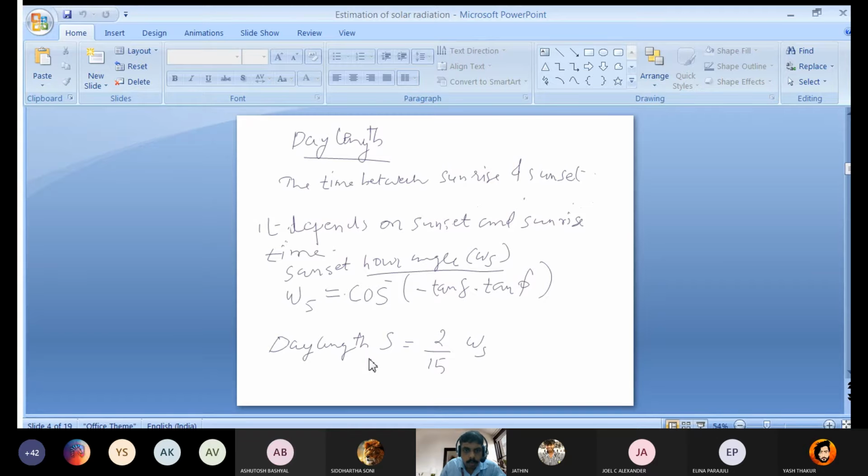Then day length is equal to 2 by 15 omega s. It is by definition of the day length.